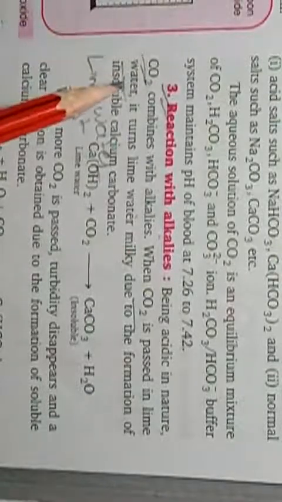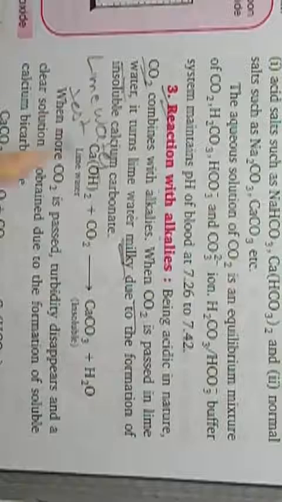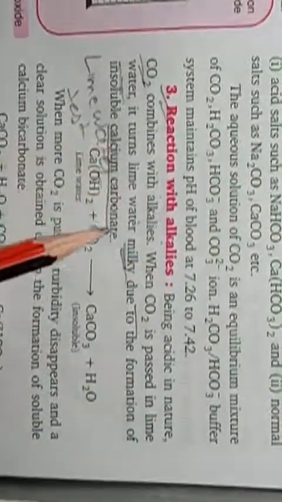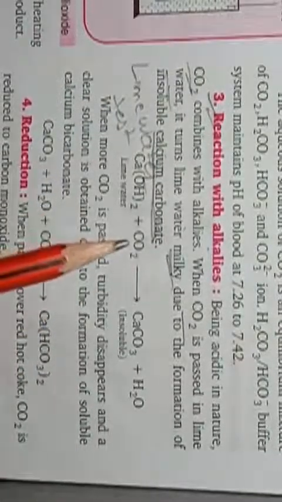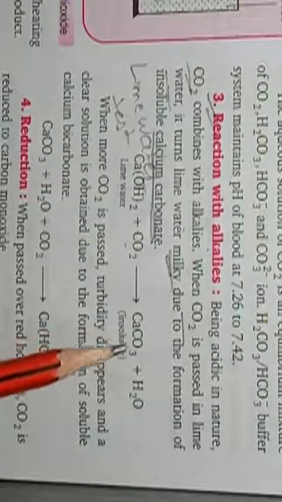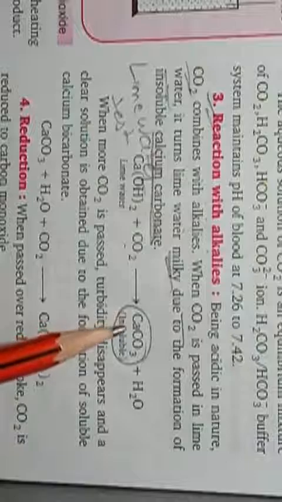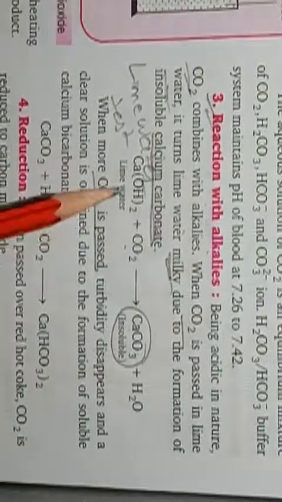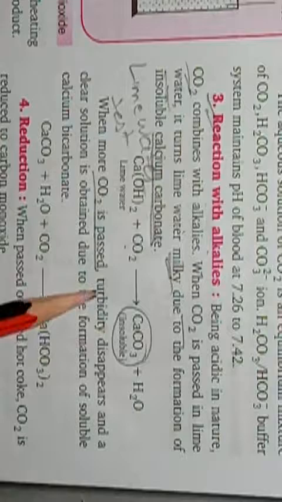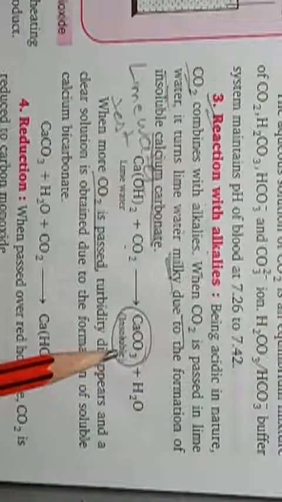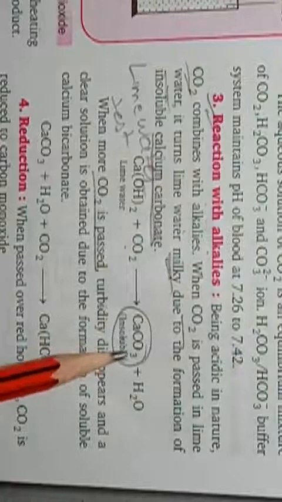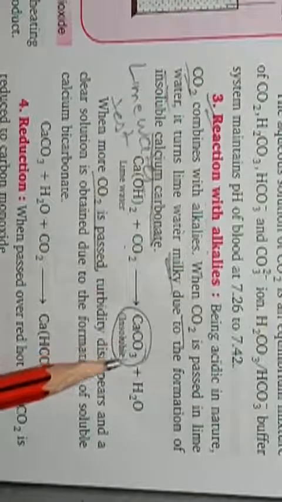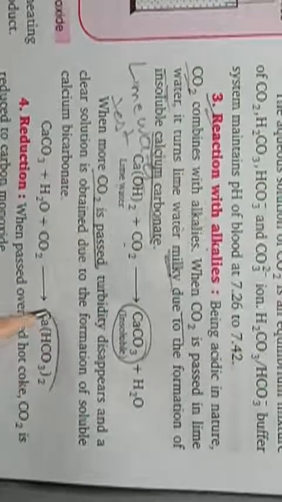When CO2 is passed over lime water, what happens? Lime water turns milky due to the formation of insoluble calcium carbonate. But when excess CO2 is passed through milky lime water, it again turns colorless. The milkiness of lime water disappears, and it is due to the formation of calcium bicarbonate.